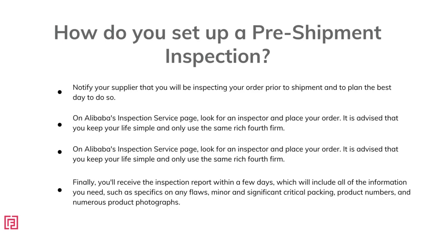Number 4. Finally, you'll receive the inspection report within a few days, which will include all of the information you need, such as specifics on any flaws, minor and significant critical packing, product numbers, and numerous product photographs. That's the only thing there is to it. As you can see, it's a very simple and uncomplicated procedure. When dealing with your inspector, the most important thing to remember is to be as clear as possible.